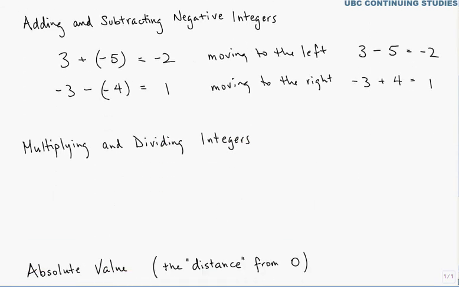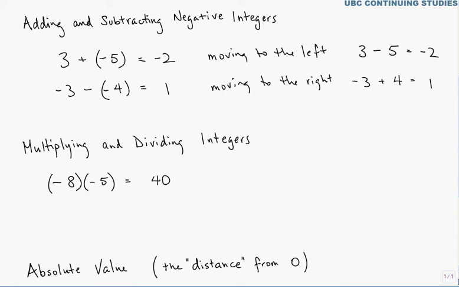Now, multiplying and dividing integers is, for the most part, pretty straightforward. My suggestion is ignore the signs altogether and just worry about multiplying or dividing the two positive integers, and then afterwards figure out what the sign of the product or the quotient should be. So for example, if you have negative 8 times negative 5, ignore the negatives, just say 8 times 5 is 40, and then decide whether that product should be positive or negative.